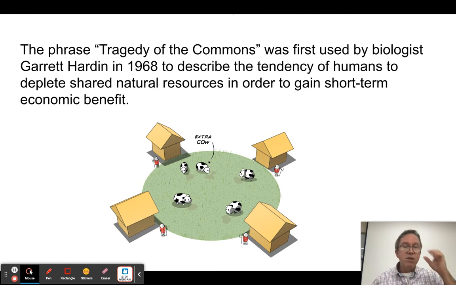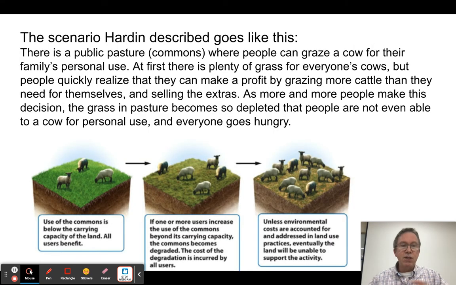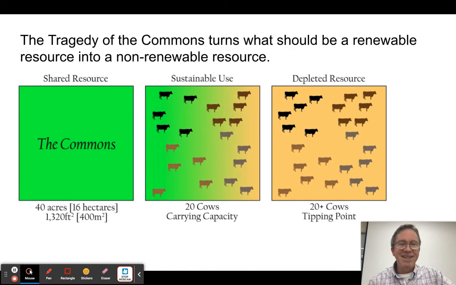And this is an idea that was first described in 1968 by a guy named Garrett Hardin to explain how the human motivation to profit individually is something that works against the common good. So here's what he suggested. I'm just going to try to parse it down to the simplest idea. Let's just say that there's a pasture. You know what? I'm going to go to the next one here. I think this one might be better.